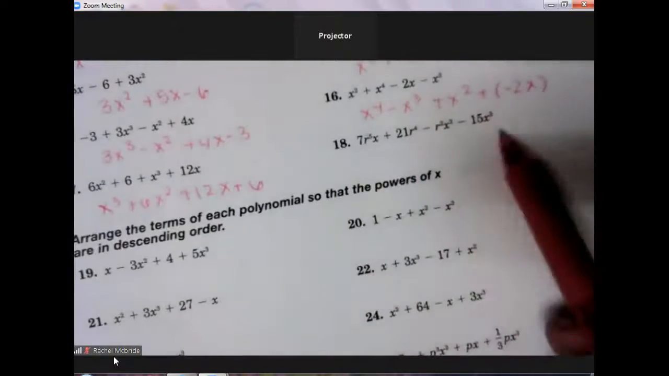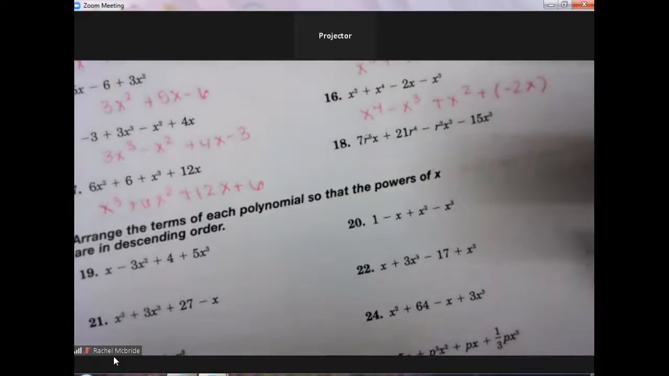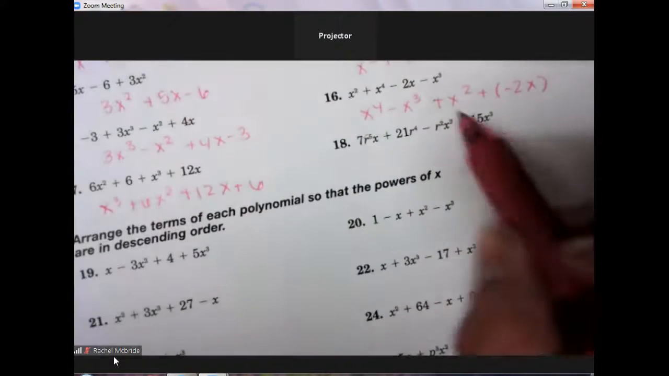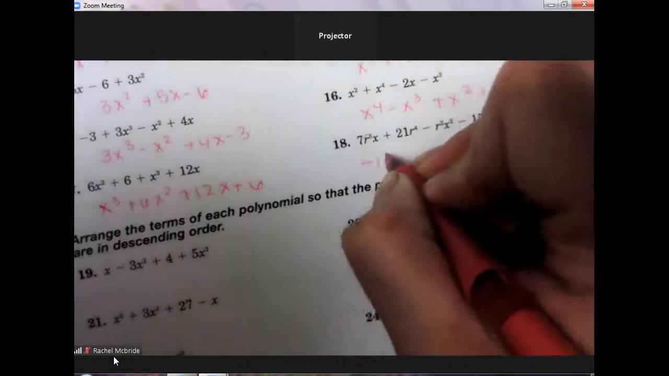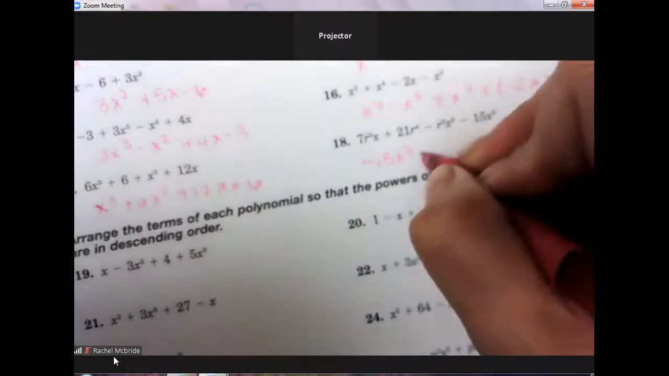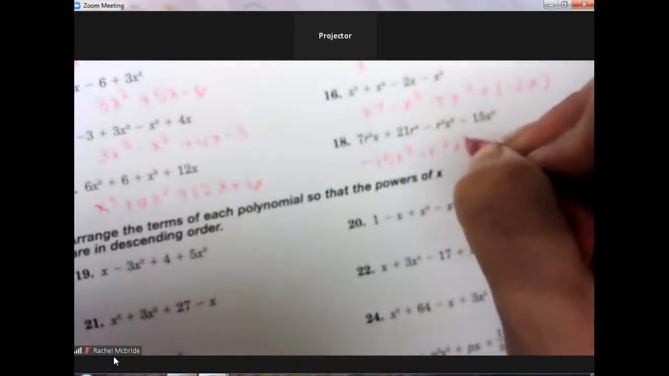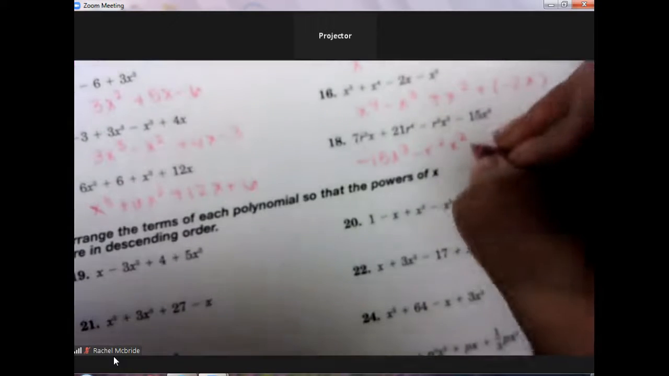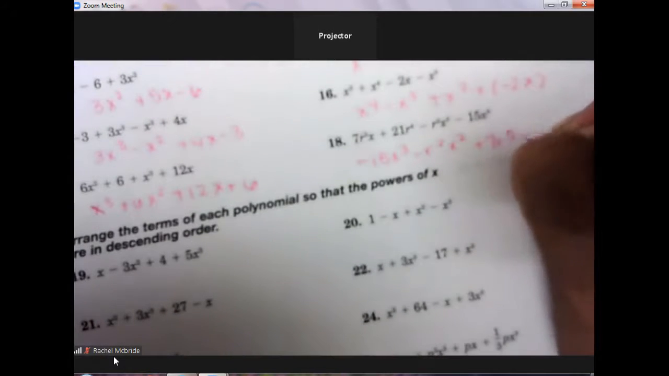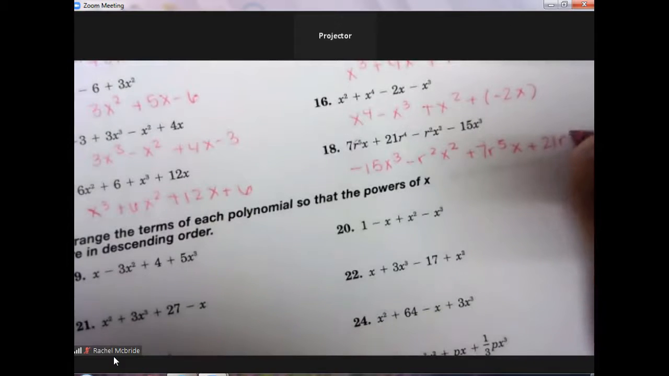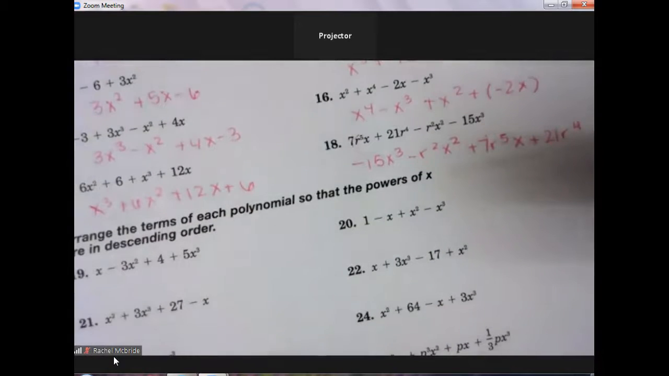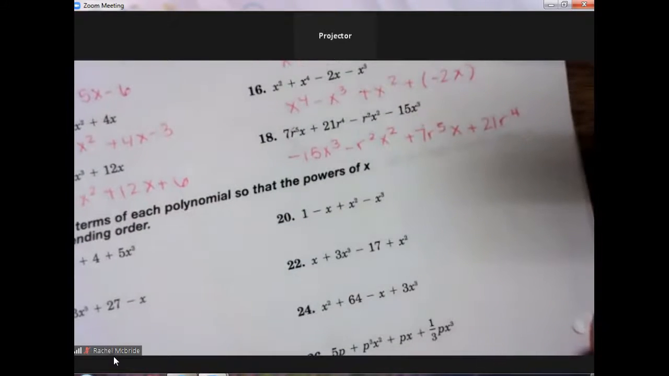18 is the first one where you have mixed variables. You want to still take it in terms of x, so you start with negative 15 x cubed, then negative r squared x squared, then 7r5x, and then end with 21r to the 4th. So you still look for the highest powered x and make your way down.